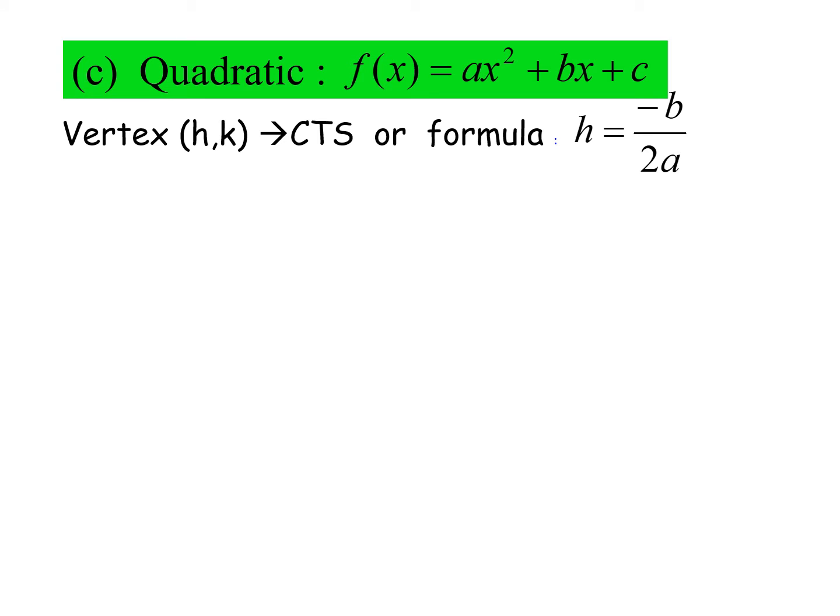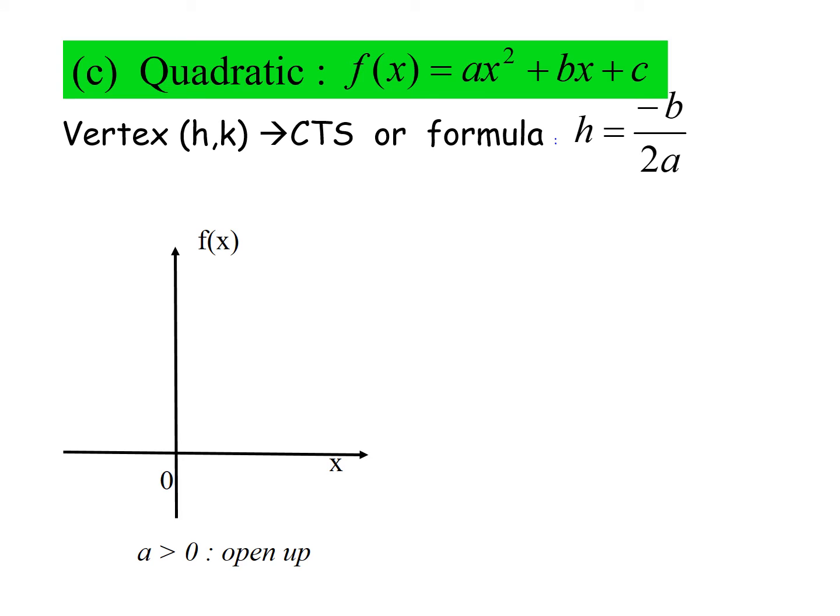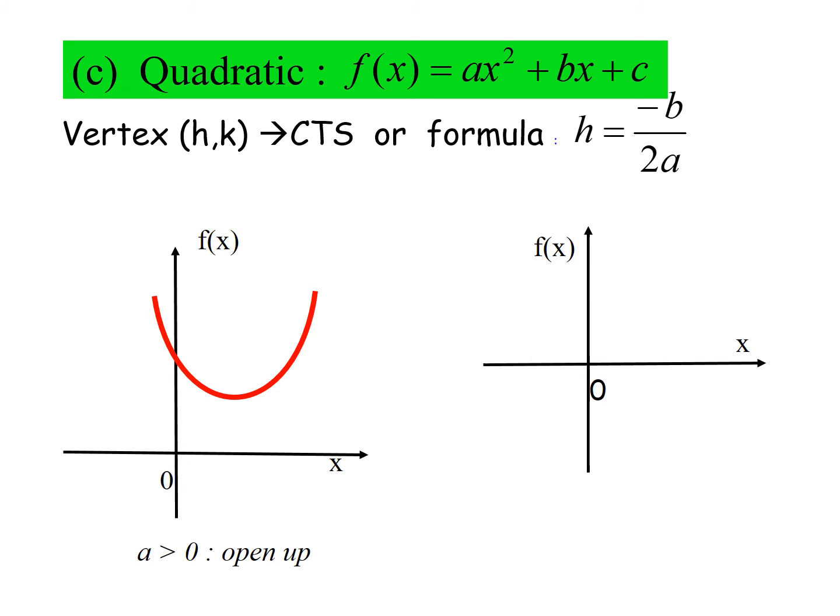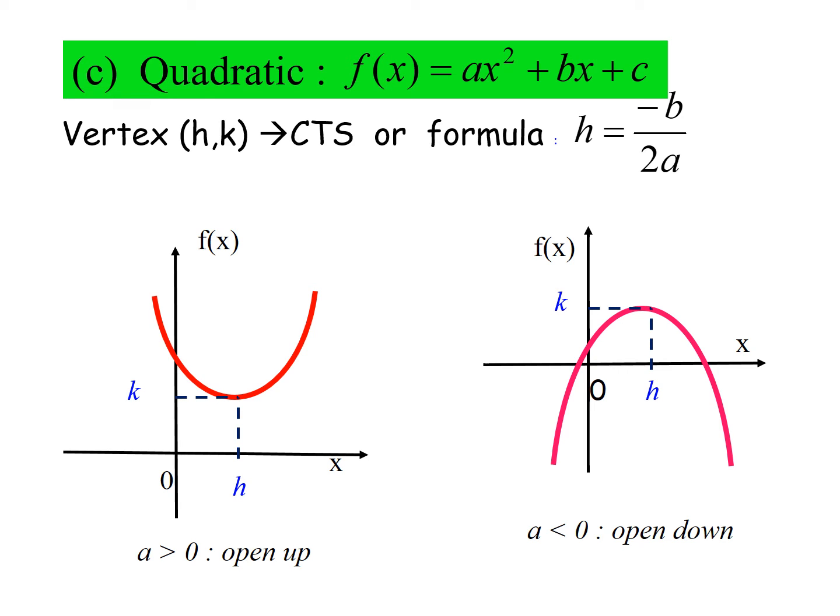In general, we have two types of quadratic graph. The first one opens up, which is familiar as the smiley graph. And then the second one opens down. It's familiar as the sour graph. And then we have the vertex (h, k). (h, k) for the smiley graph is a minimum point, and (h, k) for the sour graph is a maximum point.